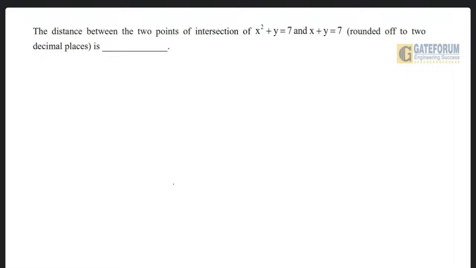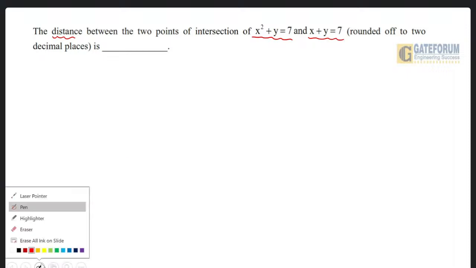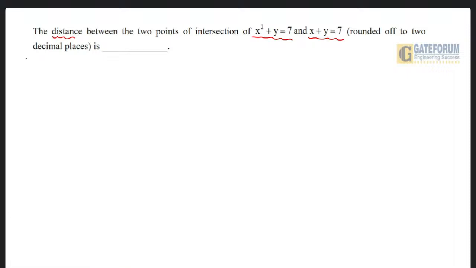The solution is, so the key point is first distance between point of intersection of these two curves. Solving these two curves, one is straight line, other is parabola. Solving these equations, you will be getting corresponding x values, y values. After getting two-dimensional 2 points, then find the distance. Solution.